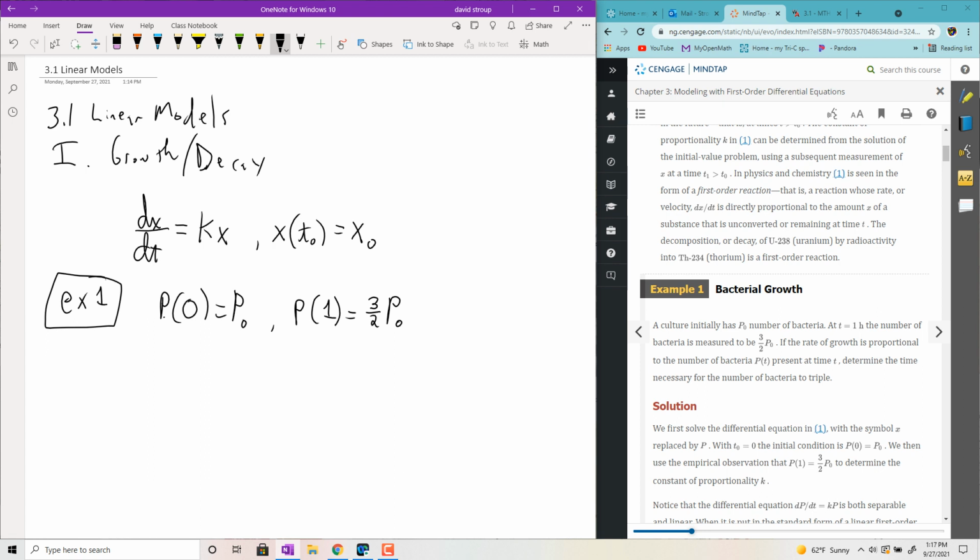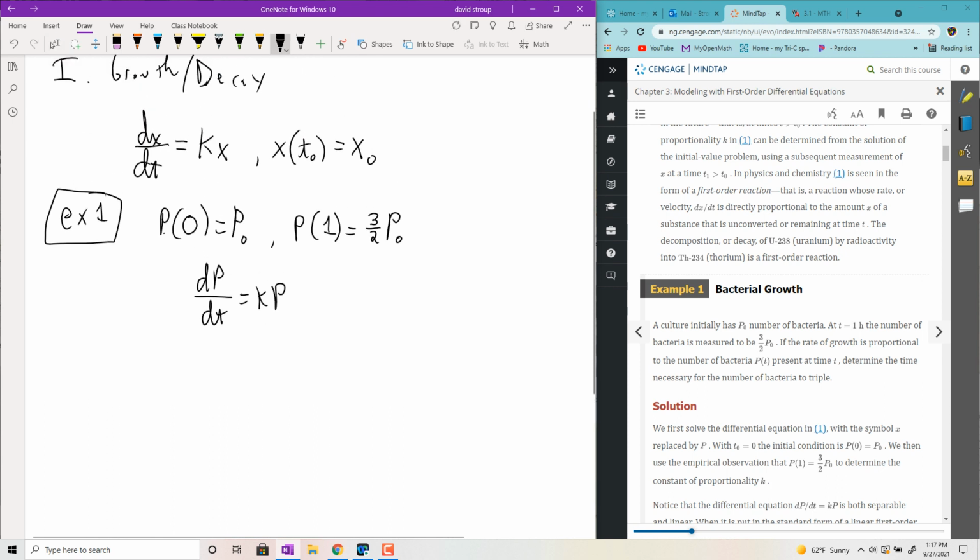If the rate of growth is proportional to the number of bacteria, so that's just saying that dp over dt is proportional to p, determine the time necessary for the number of bacteria to triple. Okay, so we want to figure out what time it has to be in order for us to have 3 times the original population. So if you want to, you can skip to the chase and solve this differential equation.